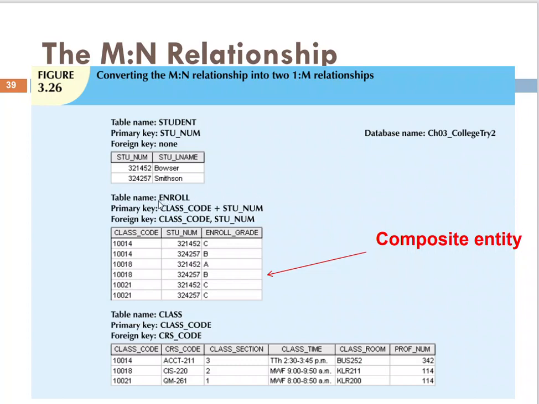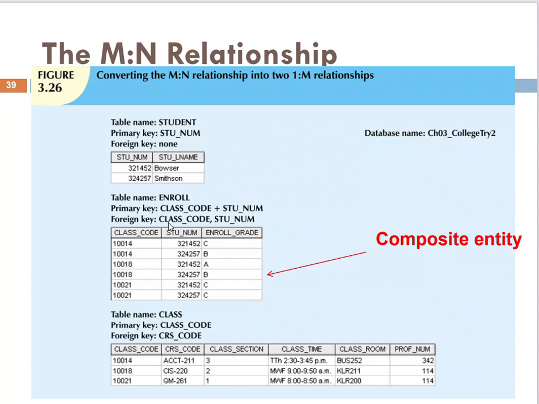So table name ni kita namakan dia sebagai enroll. Primary key dia adalah kedua-dua class code dan juga student number. Okay, ni adalah composite key. Yang saya explain sebelum ni, apa itu composite key? Bila mana primary key tu terdiri daripada lebih daripada satu attribute. So, inilah contohnya. Primary key di sini adalah class code dan student number.